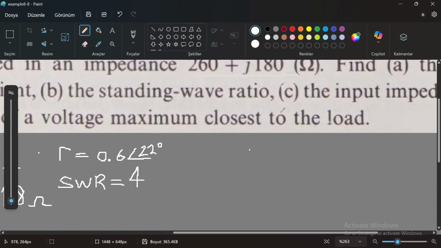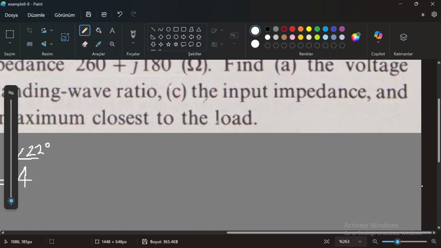Okay, what about C? The input impedance. Okay, this will take a little while, I guess.